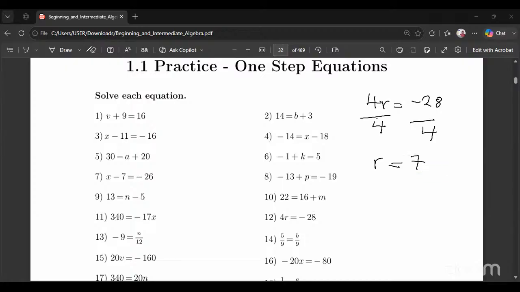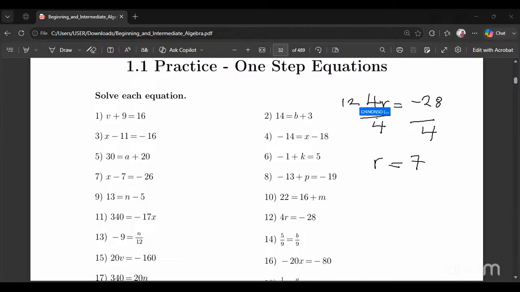Whenever you have a term, it's like saying 4r's is equal to negative 28, and you want to get the value of a single r. So you need to divide what you have on the right hand side by 4 to give you the value of a single r. So that's the solution to question 12.